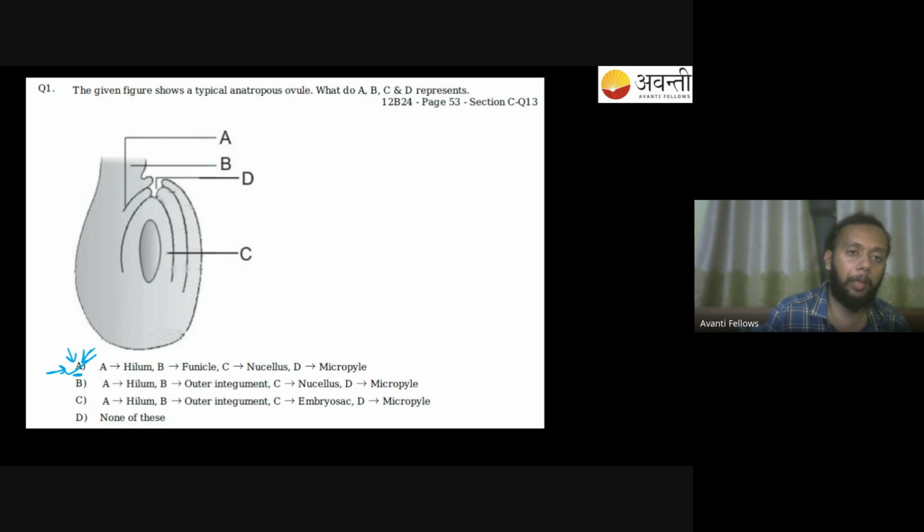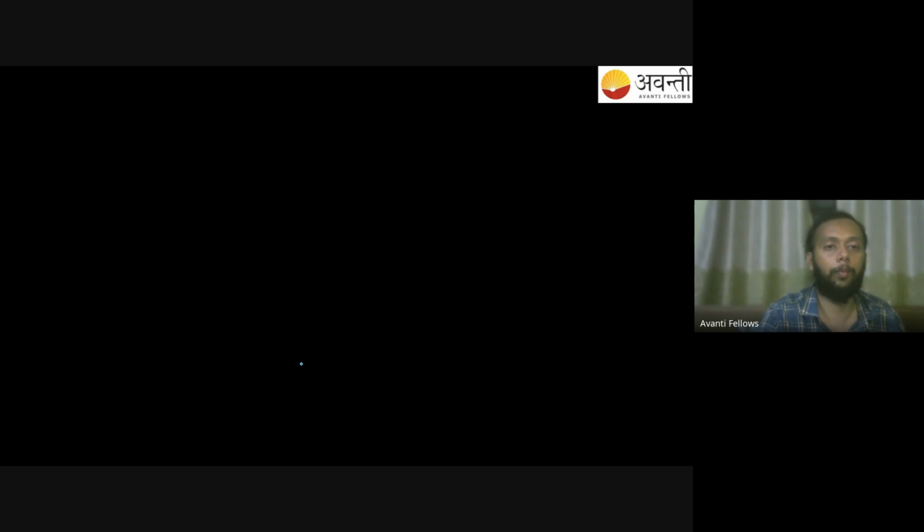So here is going to be the hilum, and that hilum is the junction between the funicle and your ovule, right? Then you have a funicle that's going to be B, which can be seen over here. C is going to be the nucellus, okay? And then you have the D, which is going to be the micropyle. So yes, that's going to be the correct one.